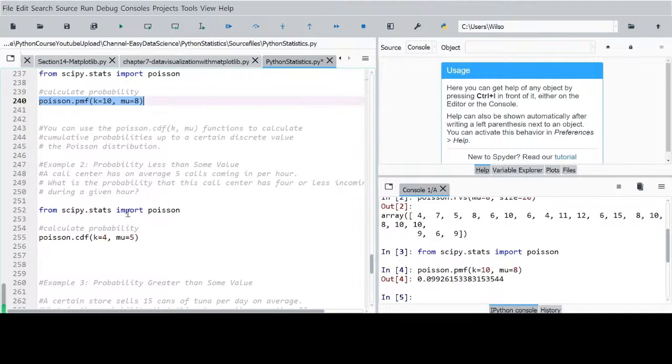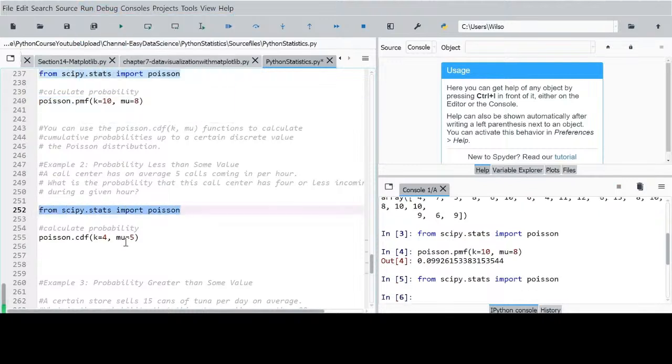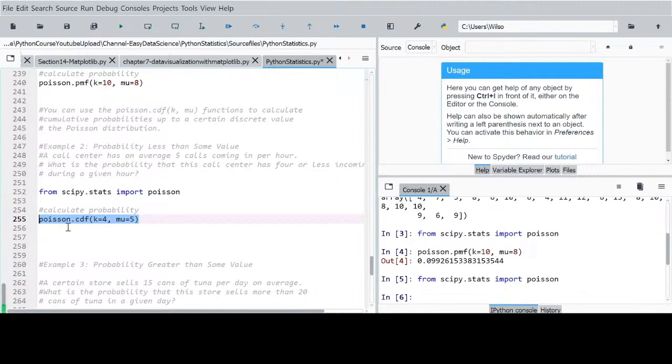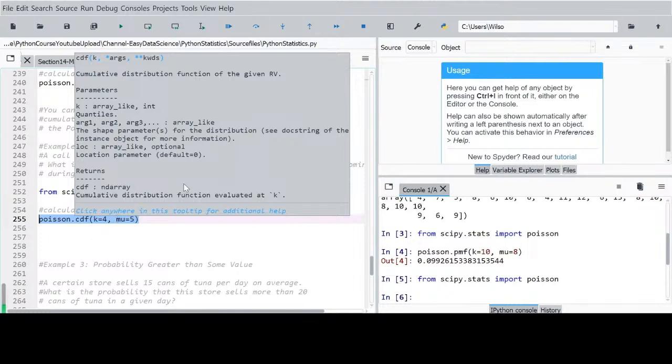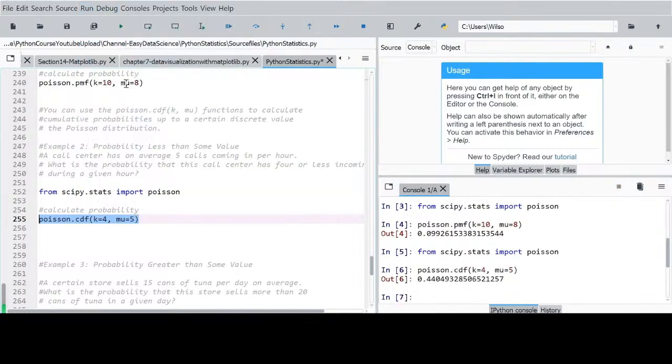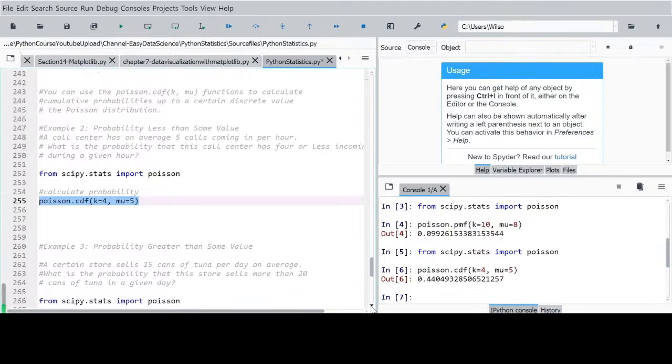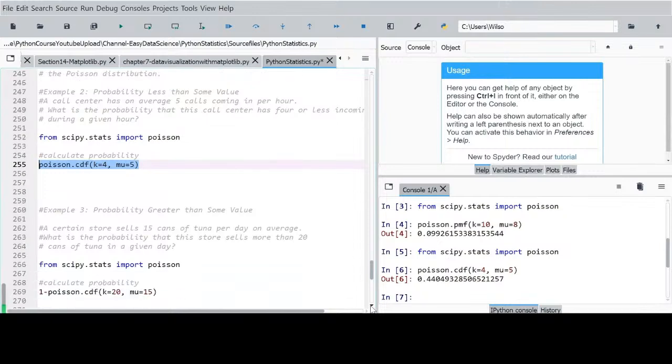And what we want to know is the cumulative probability of occurring 0, 1, 2, 3, 4 in this given hour. So load the module. Then we calculate Poisson.CDF, the cumulative distribution function, with k equals 4, mu equals 5. It is about 0.44. So about 44% of the time we will have incoming calls less than or equal to 4.